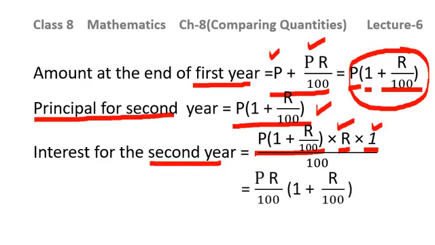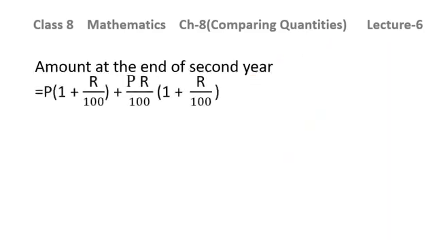So it will be PR, I have written this P and this R all together. So it will be PR over 100 bracket 1 plus R over 100. Now the amount at the end of the second year: I need to add the principal, this is your principal, to the interest, this was your interest from the previous slide. So the amount at the end of the second year will be principal plus interest.